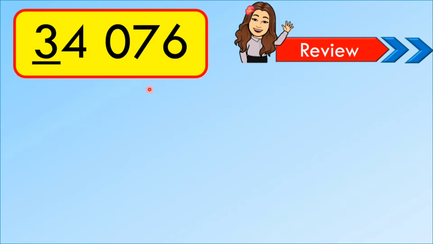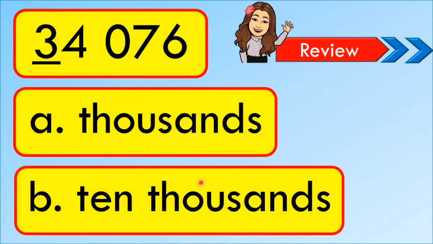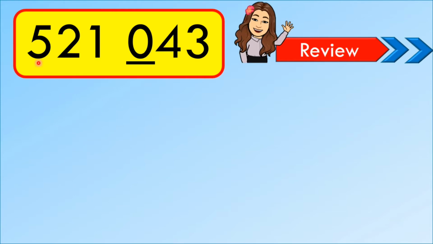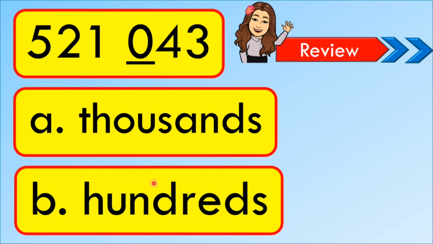Next number, let us read 34,076. What's the place value of the underlined digit 3? Is it A, thousands? Is it B, 10,000s? So the correct answer is 10,000s. Right. Next number. Read 521,043. Is it A, thousands? Or is it letter B, hundreds? What do you think is the place value of the underlined digit 0? Correct. Hundreds.